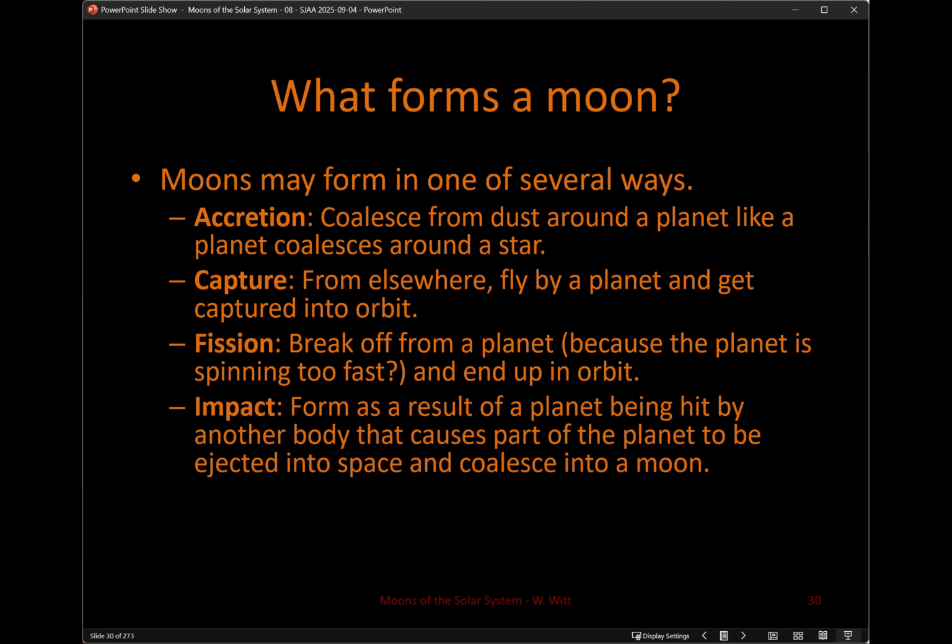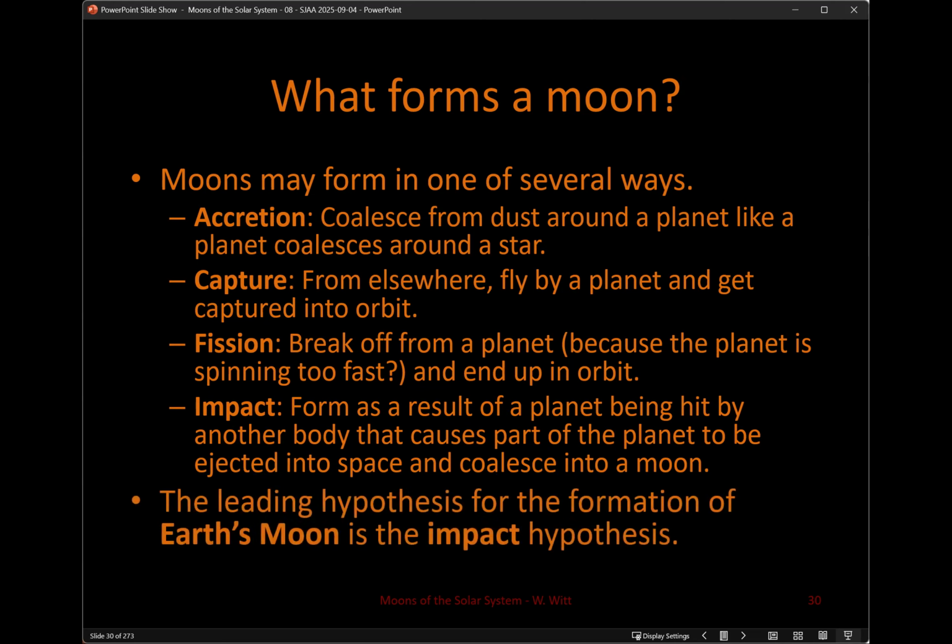Or you could have an impact. You have your planet, something comes again from the outside. So similar to capture, an object arrives from the outside, but it doesn't get captured kind of peacefully. Instead, it actually crashes into the planet and temporarily makes a big mess. But then, another body forms, that is the moon, that new moon.